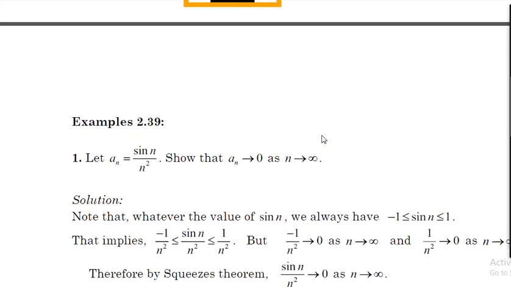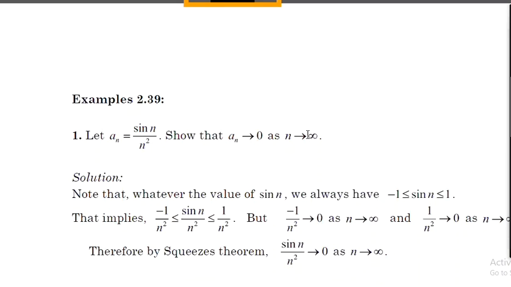I would want to emphasize that at this stage, we shall be learning how to evaluate limits of sequences. When you are asked to show that, look at this statement. They say let an be equal to sine n over n squared. Show that an goes to 0 as n goes to infinity. When there is no mention of the epsilon n definition, please do not use that.